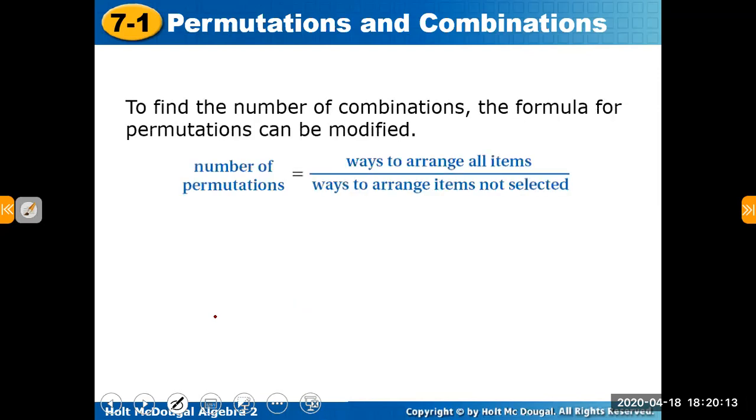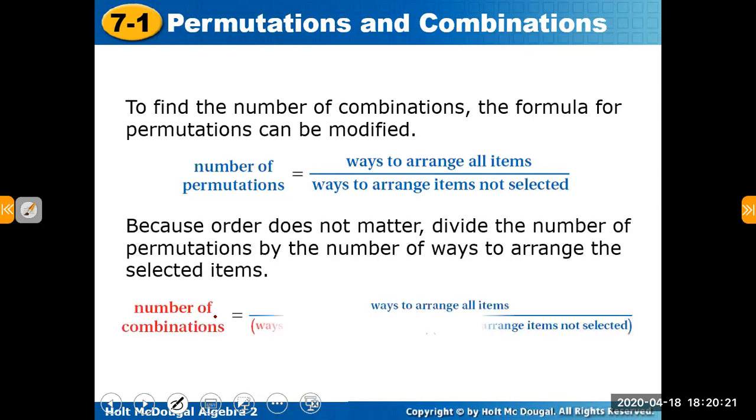So this is the general difference between permutation and combination. To find the number of combinations, the formula for permutations can be modified. This is the formula for permutation. We can use this and modify it. Because order does not matter, we divide the number of permutations by the number of ways to arrange the selected items. So we already have the ways to arrange all items divided by the ways to arrange items which are not selected. This is for permutation. Divide the same by the ways to arrange selected items as well, because order is not important here. So this is the formula for combination.